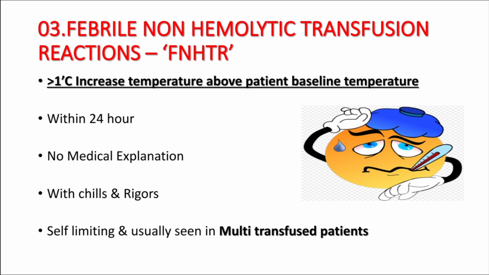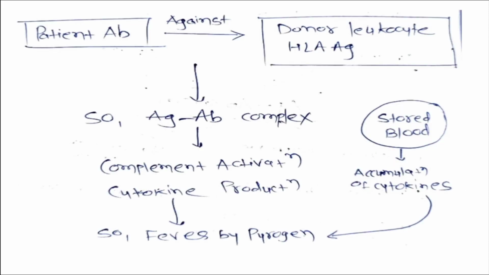And it can be seen in the multi-transfused patient, particularly thalassemia major patient, in which the blood transfusion is to be given repeatedly, or in the aplastic anemia, in which the patient needs blood at every 20 days, right? 20 to 30 days. So in the multi-transfused patient, such reactions will be developed. Why? What is the pathogenesis? So here is the pathogenesis.